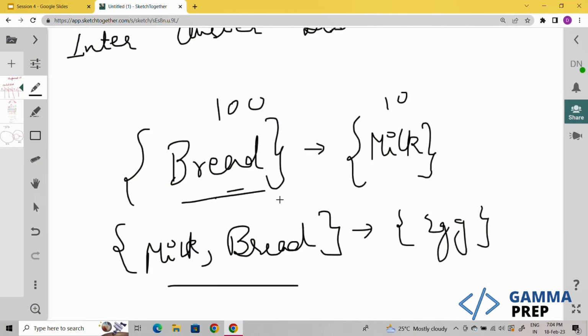The next thing is, if I have kept bread at one place, I can keep milk also at the same place, because if a person comes to take bread, then if he or she sees milk, they'll buy that also. So I should put these two at a similar place.